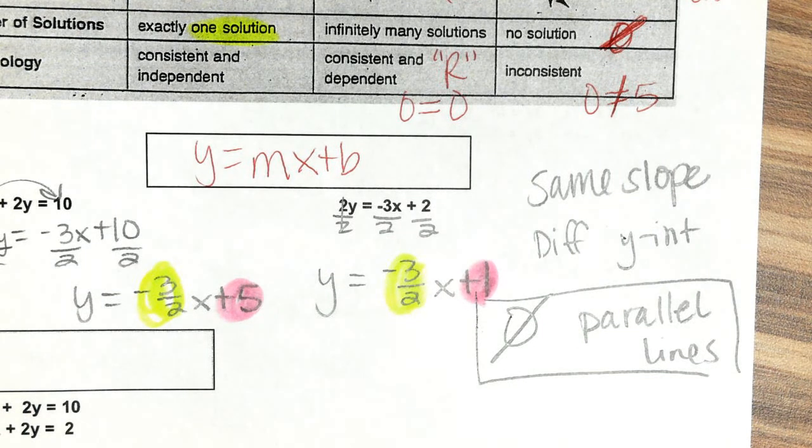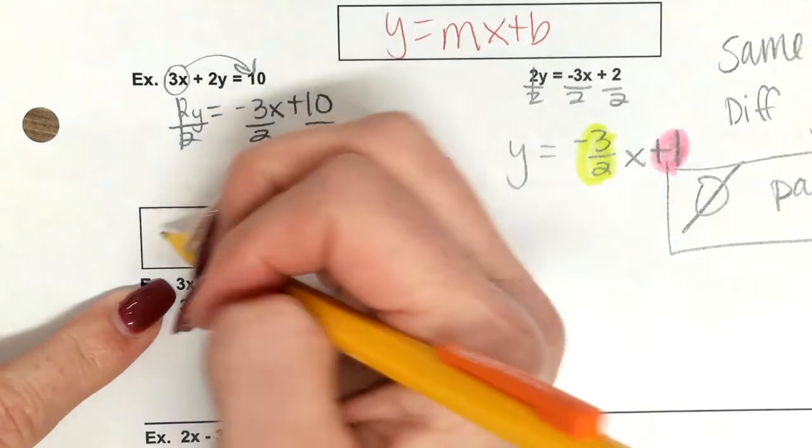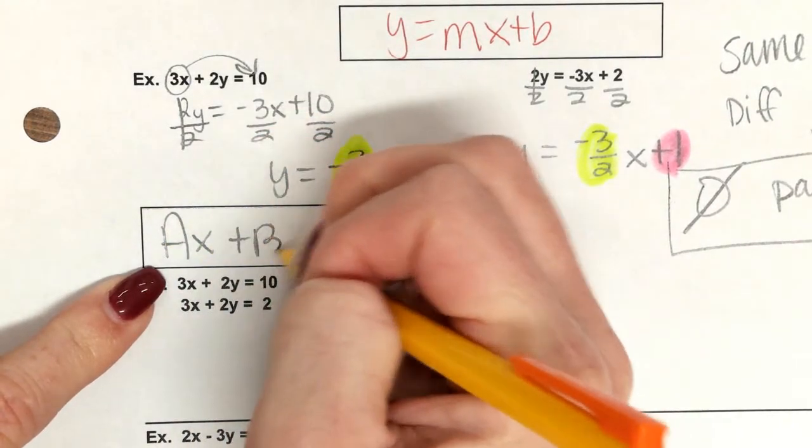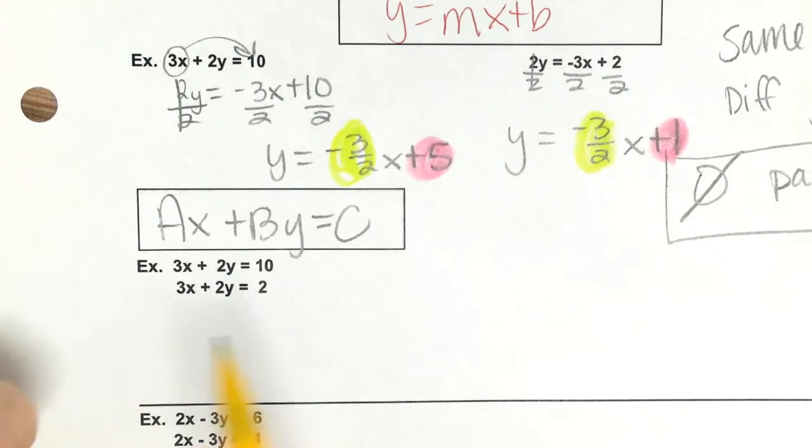You can't solve it. There's no way. I'm positive. You can't solve it. No, they're never going to intersect each other. There's no solution. Okay, let's look at the same problem, but this time let's look at it in standard form. And we went ahead and put it in standard form for you.